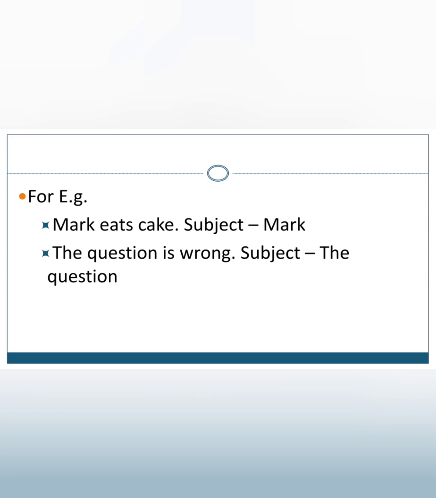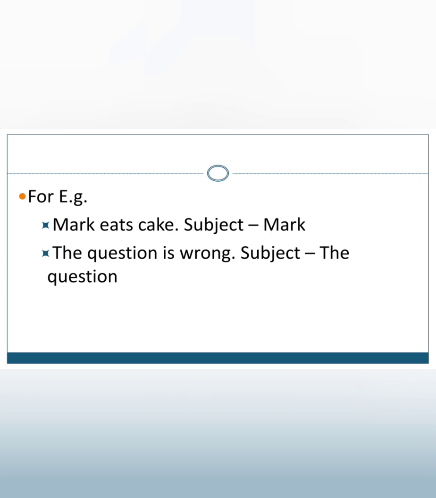Take another example. The question is wrong. Now, when we ask the question, what is wrong? We get the answer, the question. Here, is is the verb and the question is the subject of the verb.